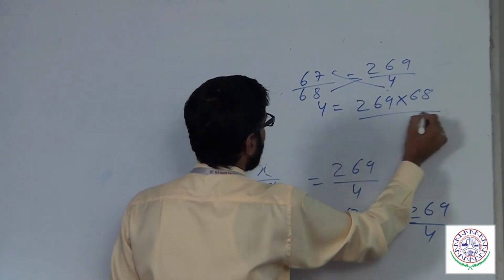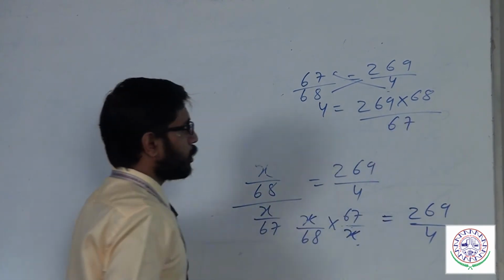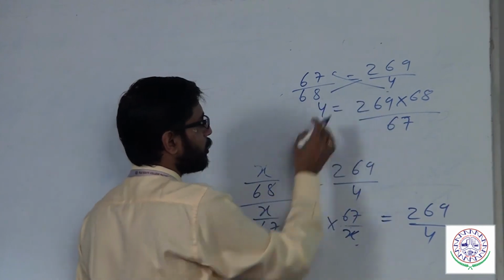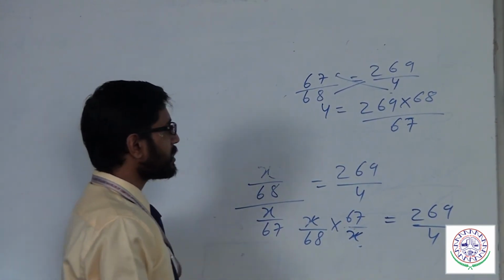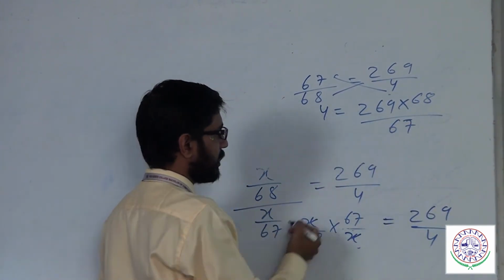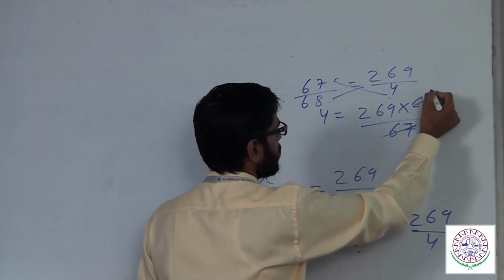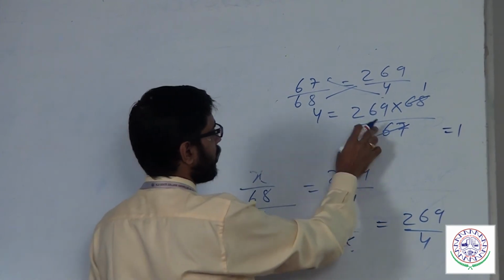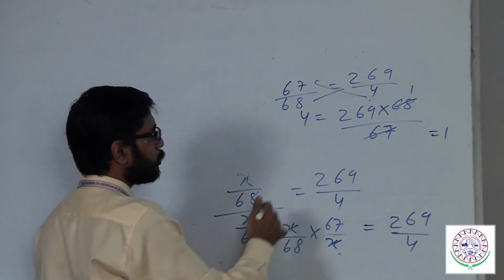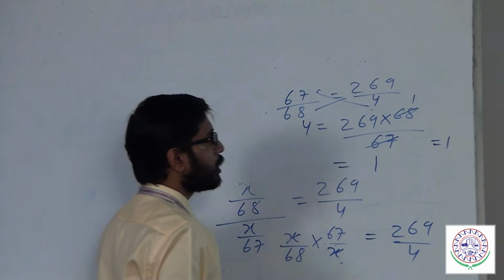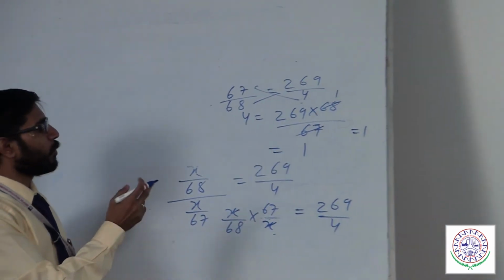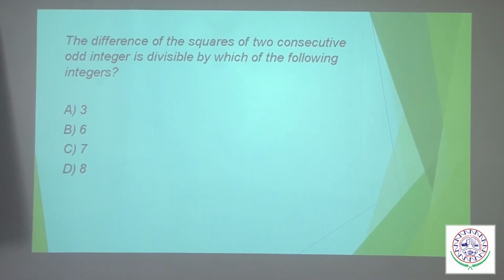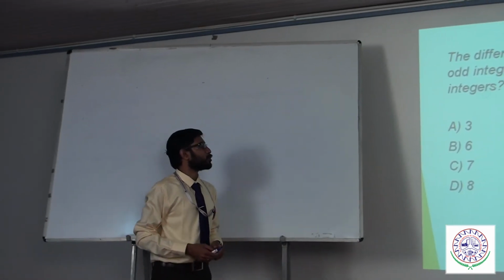Usually, even if you are not able to divide 269 by 67 directly, just try to divide 68 by 67. 67 ones are 67, so the remainder is 1. Otherwise, if you solve it with 269 also, you will get the remainder as 1 itself. So the answer for this question is 1, that is option B. Quickly move on to the next question.